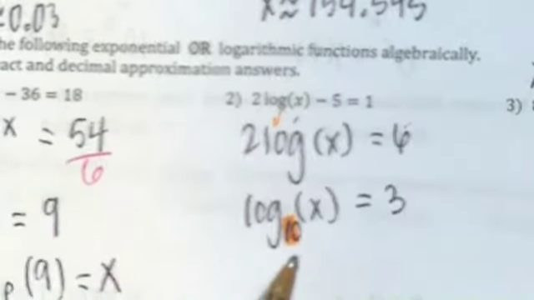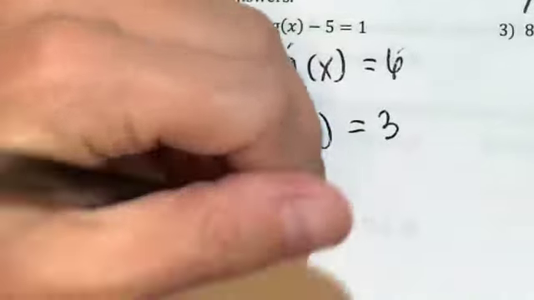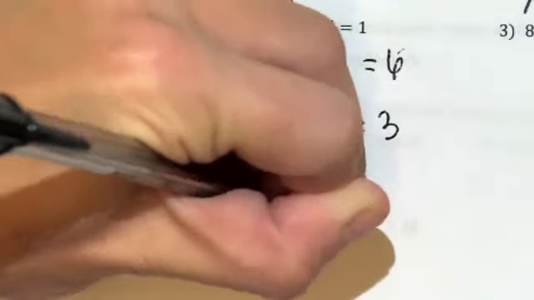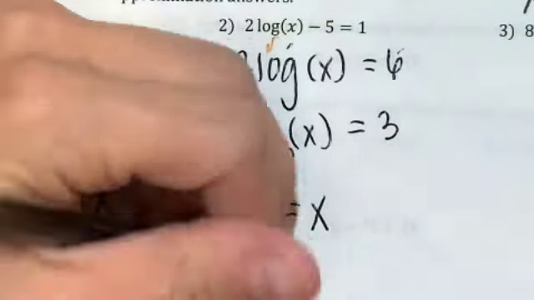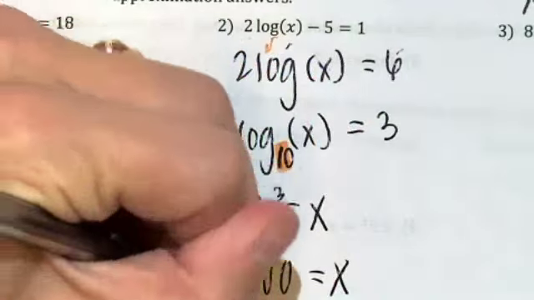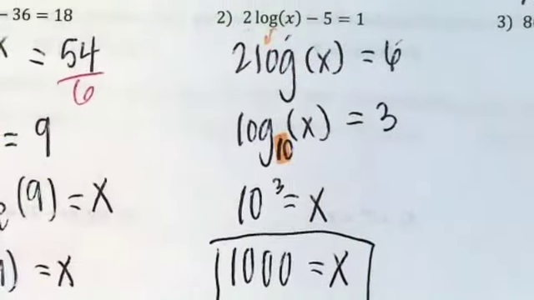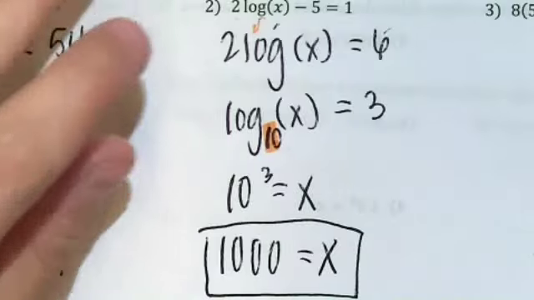All right, so I'm going to convert this from logarithmic form to exponential form. This as exponential form is 10 cubed equals x. And if I put this in my calculator, I get 1,000. I don't have to approximate. I only have the exact answer. All right, let's do one more.